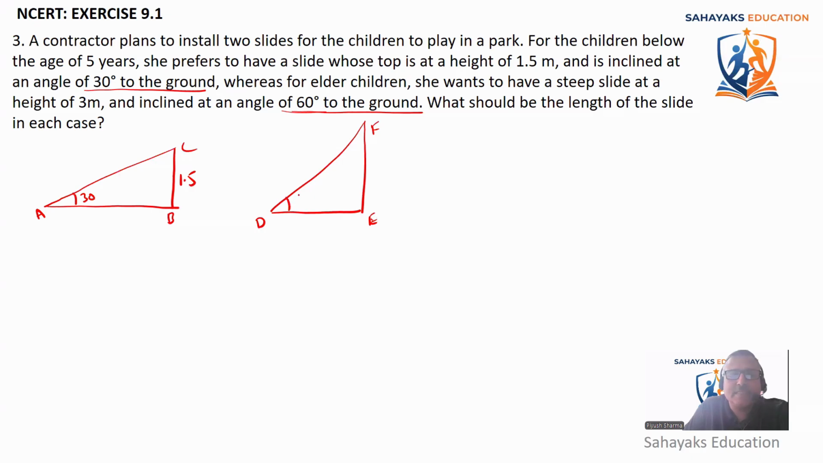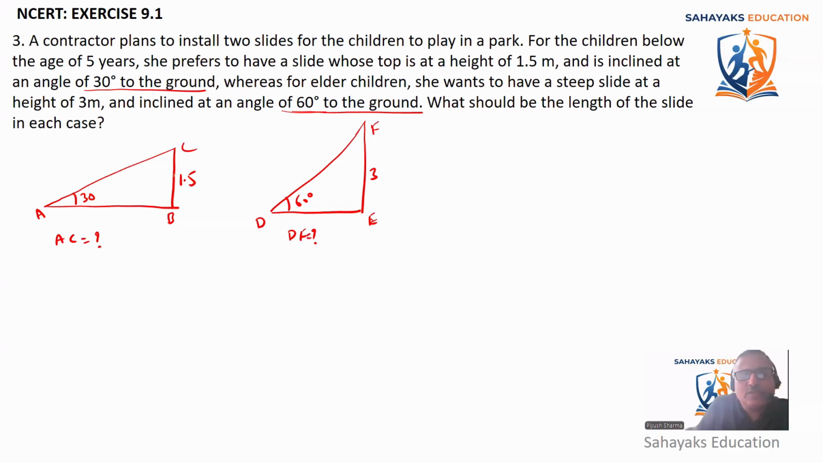Now this angle is 60 degree and the height is 3 meters. They want to know what should be the length of the slide. That means we have to find out here AC is question mark and here DF is question mark. The bigger children will enjoy their slide more. DF is equal to question mark.